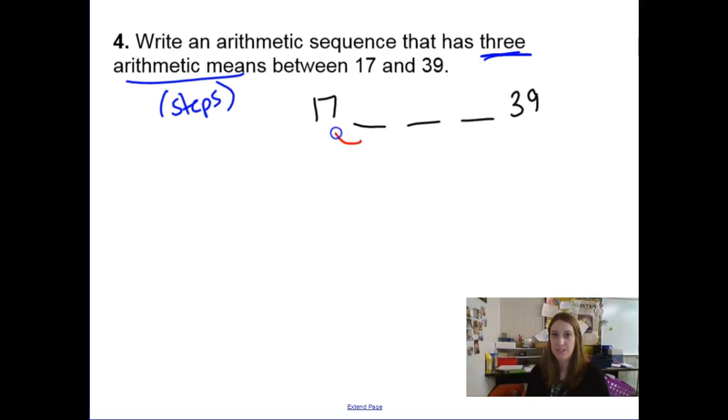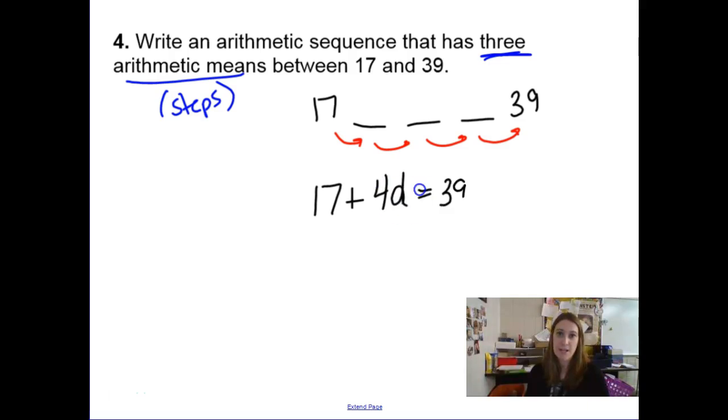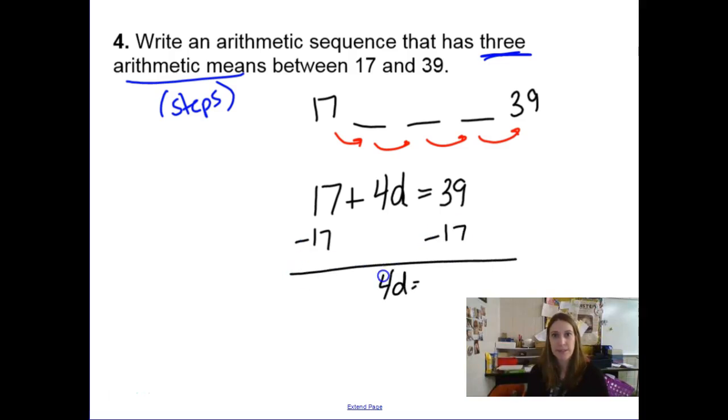Because to go from 17 to here is 1 step, 2 step, 3 step, and then they actually did 4 steps to get to the 39. So 17 plus 4 mystery steps is 39. If we solve that, let's see here. Really testing my arithmetic today, guys. All right, 22.